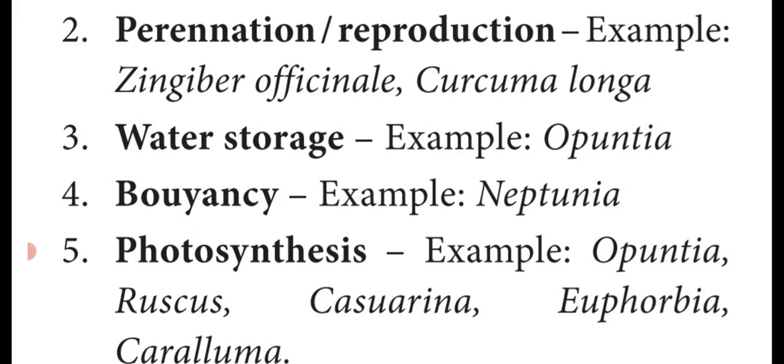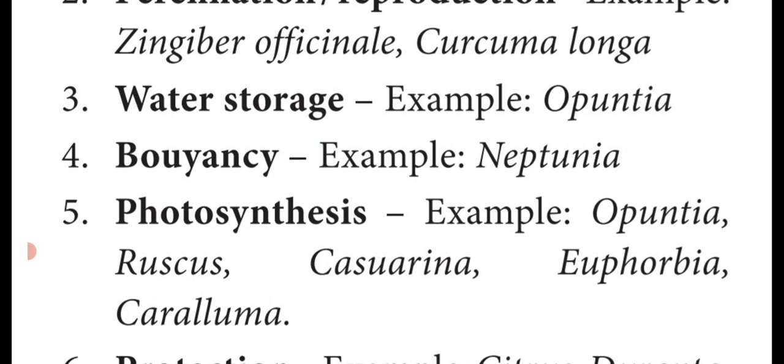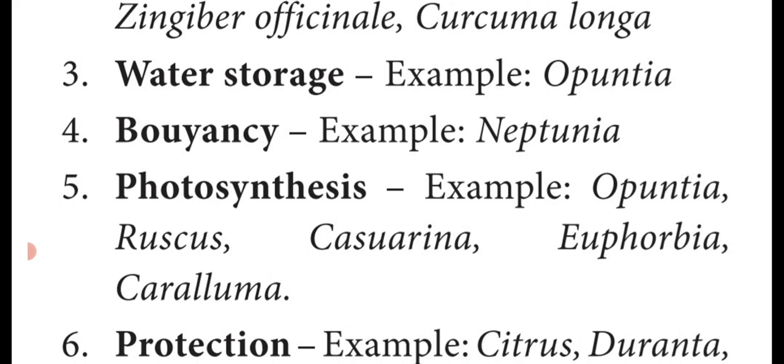Photosynthesis. In some plants, instead of the leaf, the stem does the photosynthetic function to reduce the rate of the transpiration process. Also, in some plants the leaves are absent or are modified into thorns. In those plants, the stem does the function of the leaf, that is photosynthesis. Example, Opuntia, Ruscus, Casuarina. Casuarina in Tamil is savukku maram. Euphorbia, and Caralluma.